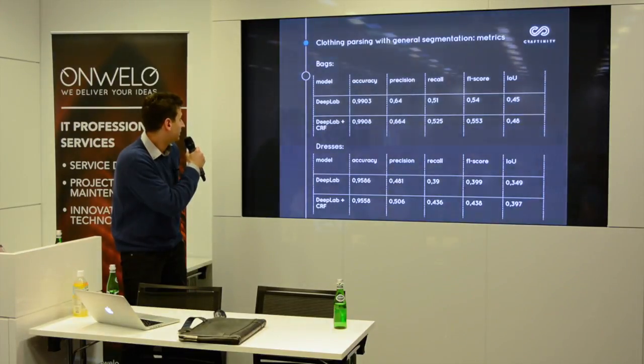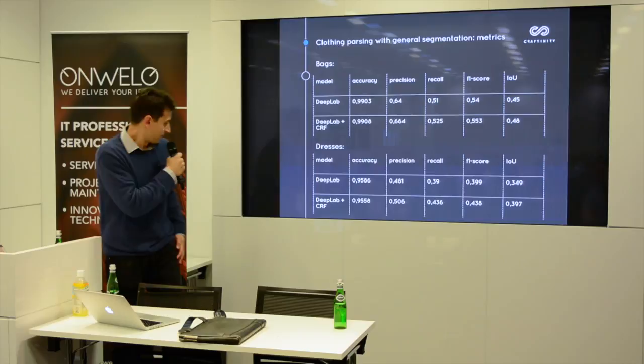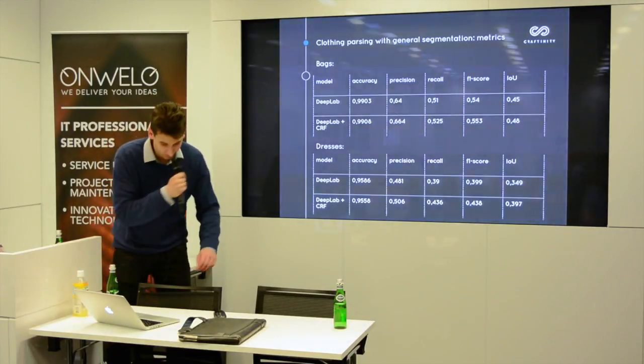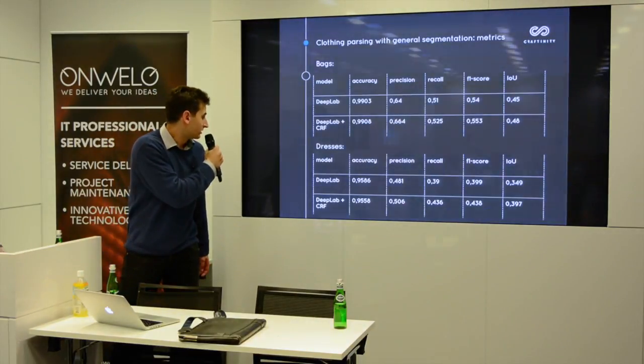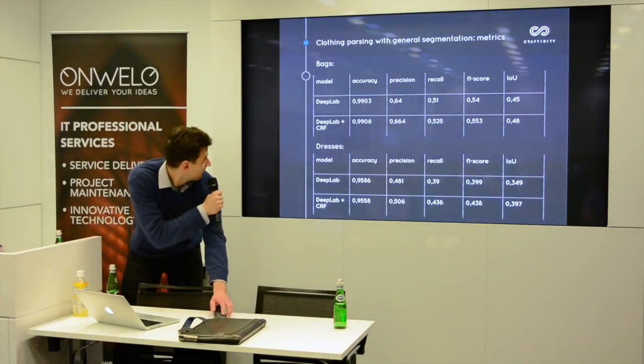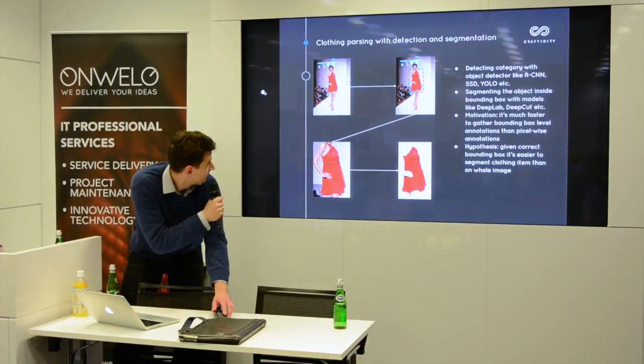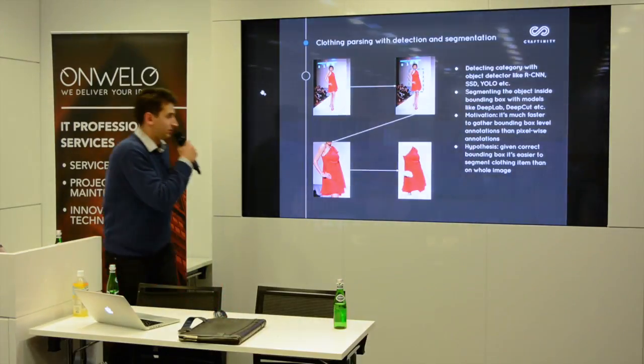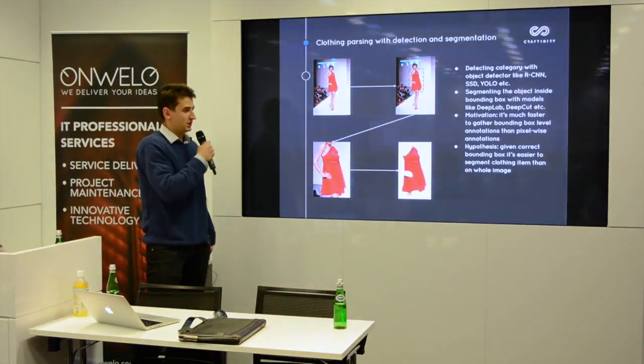And the same rule applies to dresses. Deeplab with CRF is also better. The gain is even better. It's 5%. Okay, that would be everything about our first method.